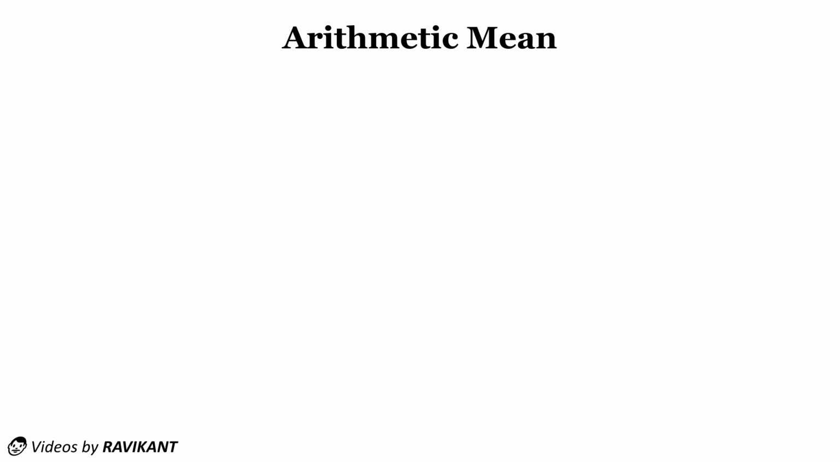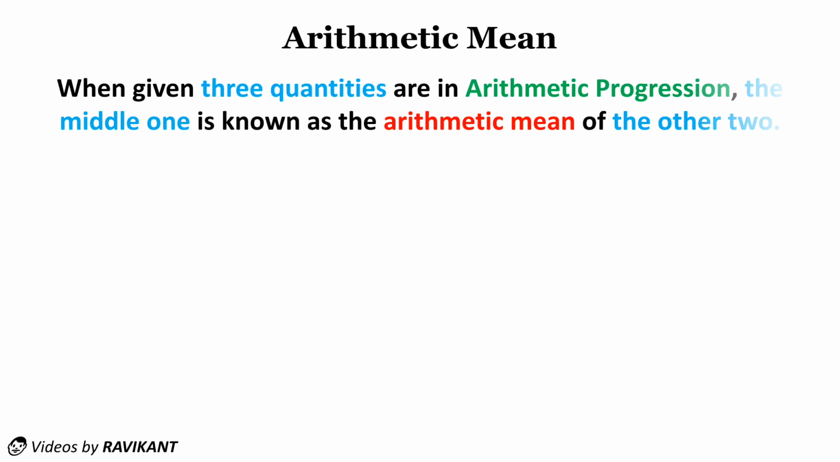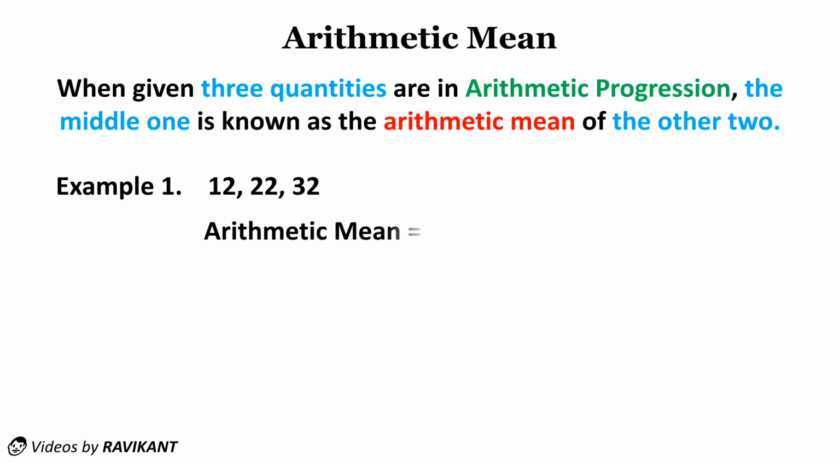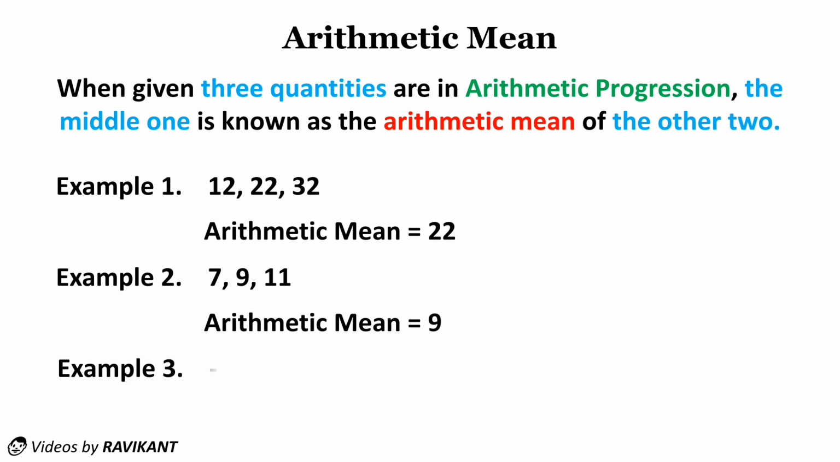Next heading, we have the arithmetic mean. When there are three quantities given which are in arithmetic progression, then the middle one is known as the arithmetic mean of the other two. So take an example which illustrates the arithmetic mean. In this example, we have given three terms. So the arithmetic mean is the middle term, which is 22. In the next example, the arithmetic mean is 9. And in the last example, the arithmetic mean is 6.